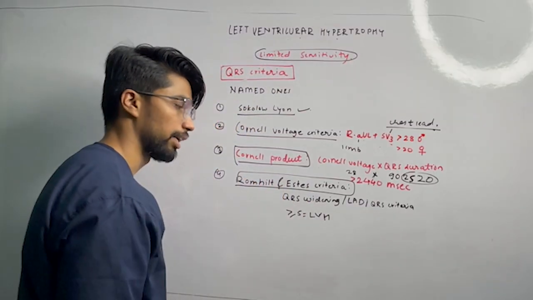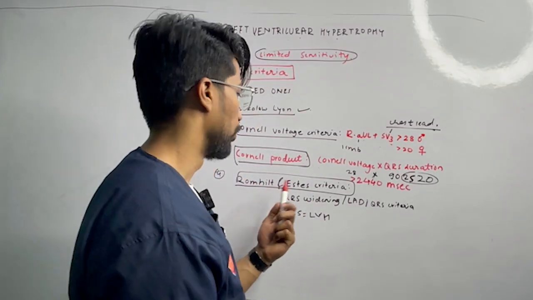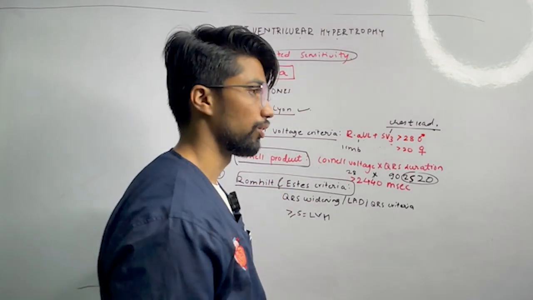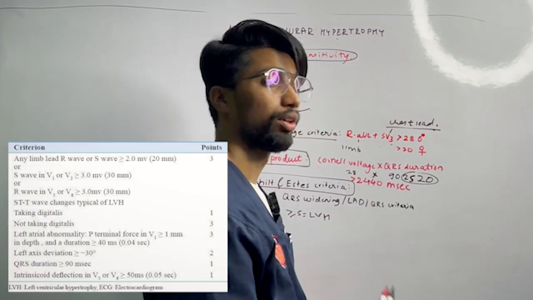It's called Romhilt-Estes criteria. The components of the Romhilt-Estes criteria are too many and we don't use it.